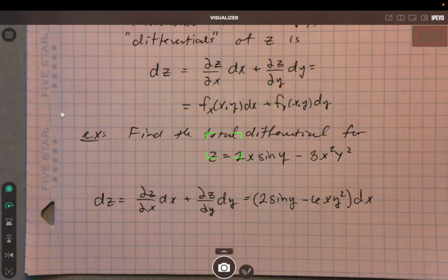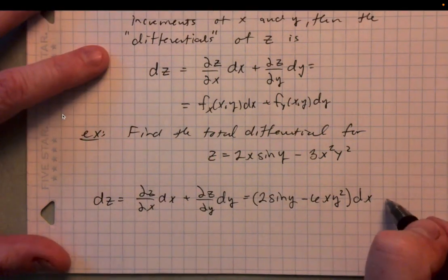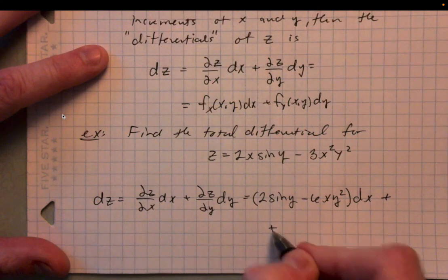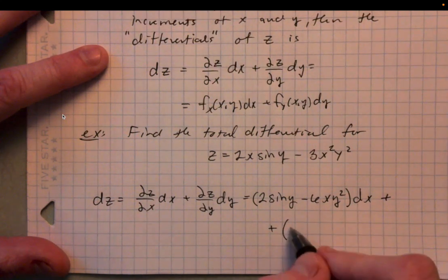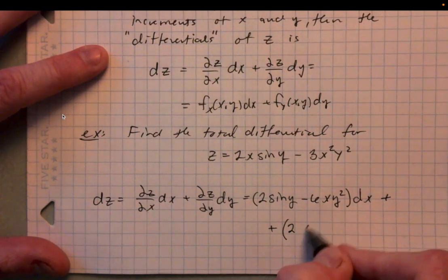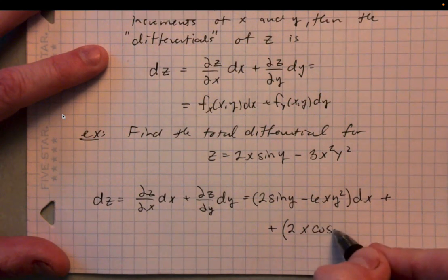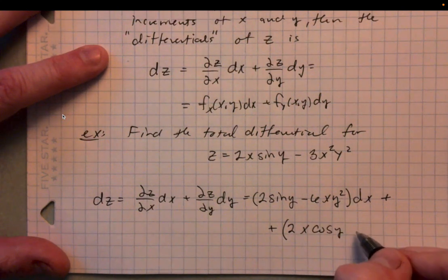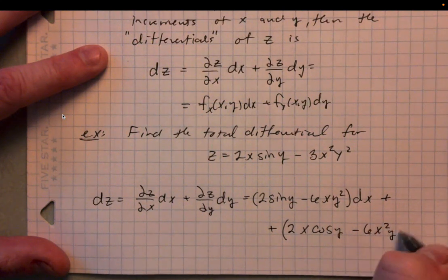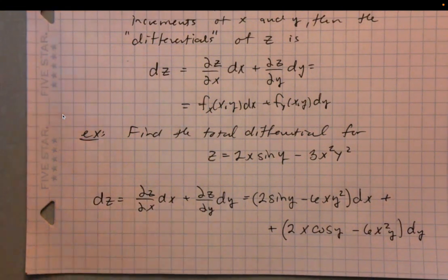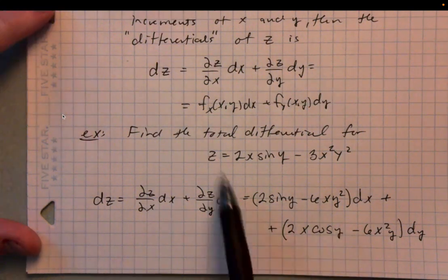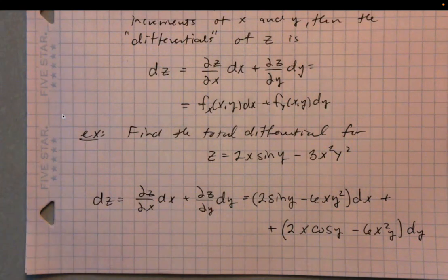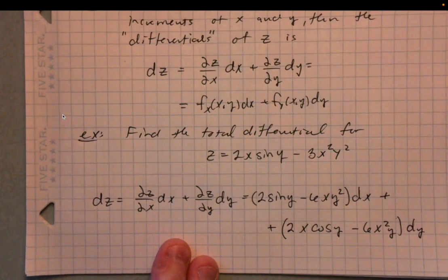And then the other one would be a similar idea. We would just differentiate with respect to y. So that would be plus 2x cosine of y minus 6x squared y, times dy. Okay, so that would be the total differential for this function z. Let's do the same thing for a different function, just so we can make sure we understand the mechanics of this.